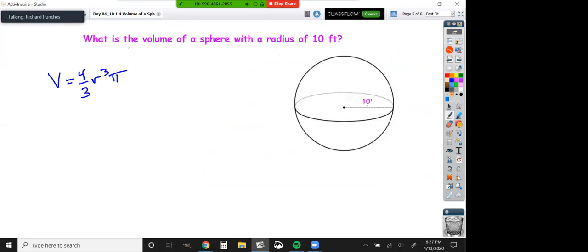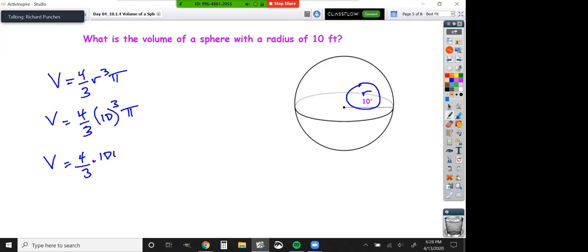Here's a little side question. What is the volume of a sphere with a radius of 10 feet? All right, so I know this is r. Here's my 10 feet. So I'm going to say the volume is 4/3 of 10 to the third power pi. 10 to the third power is 1,000, so this is 4/3 times 1,000 pi. So the volume is 4,000 pi over 3 cubic feet.